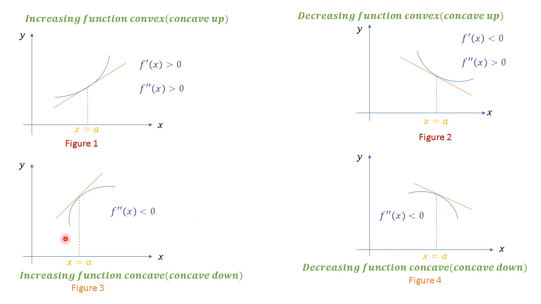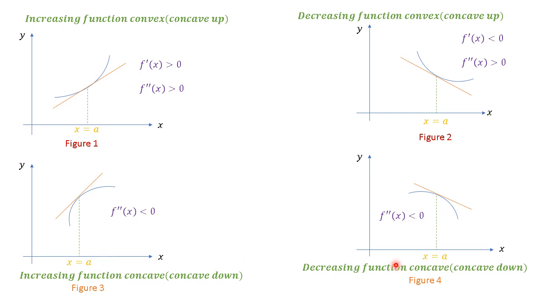See figure 3. A function f of x is concave at x is equal to a. The graph of the function lies completely below its tangent line, as against the convex function. So in this case the second derivative is negative at x is equal to a, that is f double dash of x is less than 0, which means the function is concave at x is equal to a. Here the sign of the first derivative is irrelevant in the case of concavity of a function.